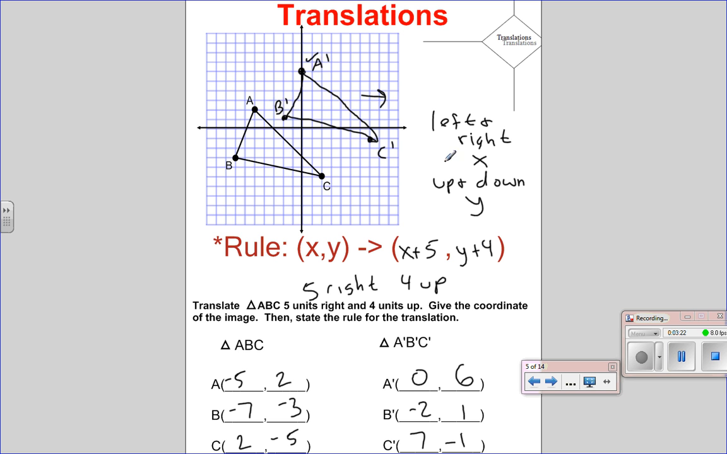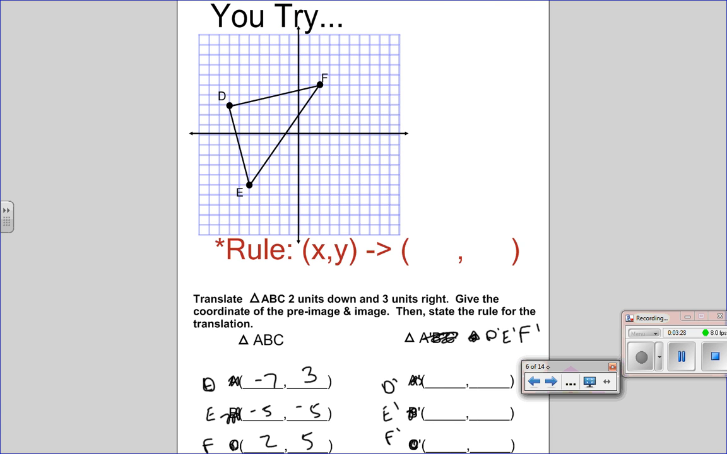Now, if you go down on the y, it's going to be minus. And if you go left on the x, it's going to be minus instead of plus. So try this one out.